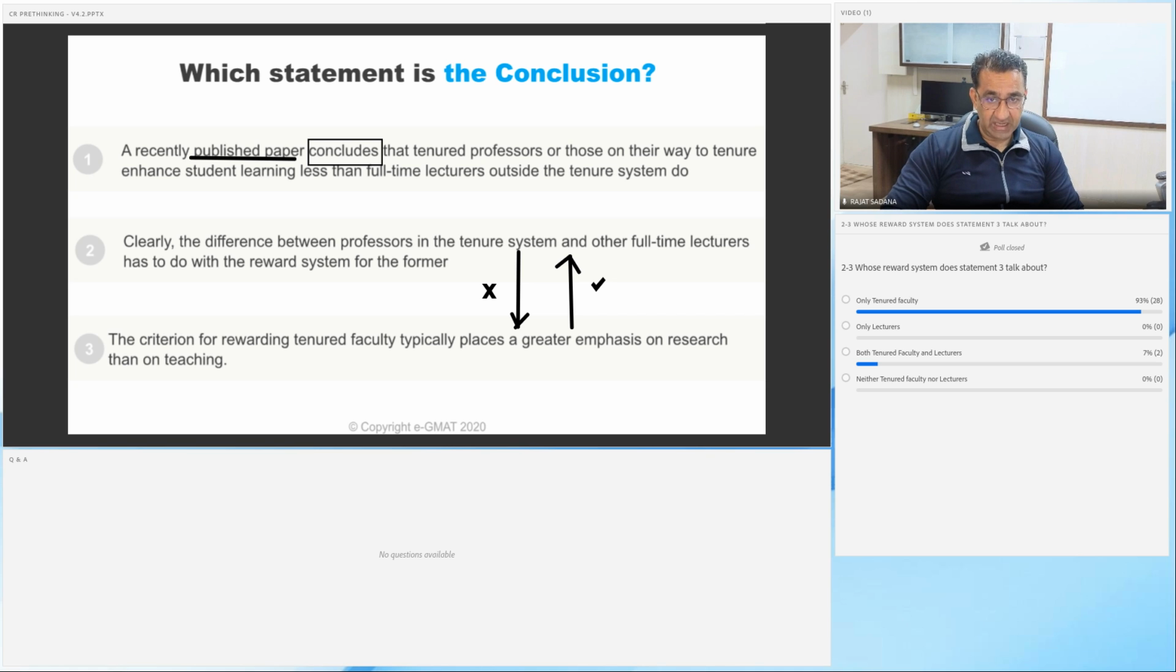This word greater is comparing the emphasis on research versus the emphasis on teaching. So maybe there is about a 70% emphasis on research, and a 30% emphasis on teaching. We actually don't know anything about the reward system for lecturers.